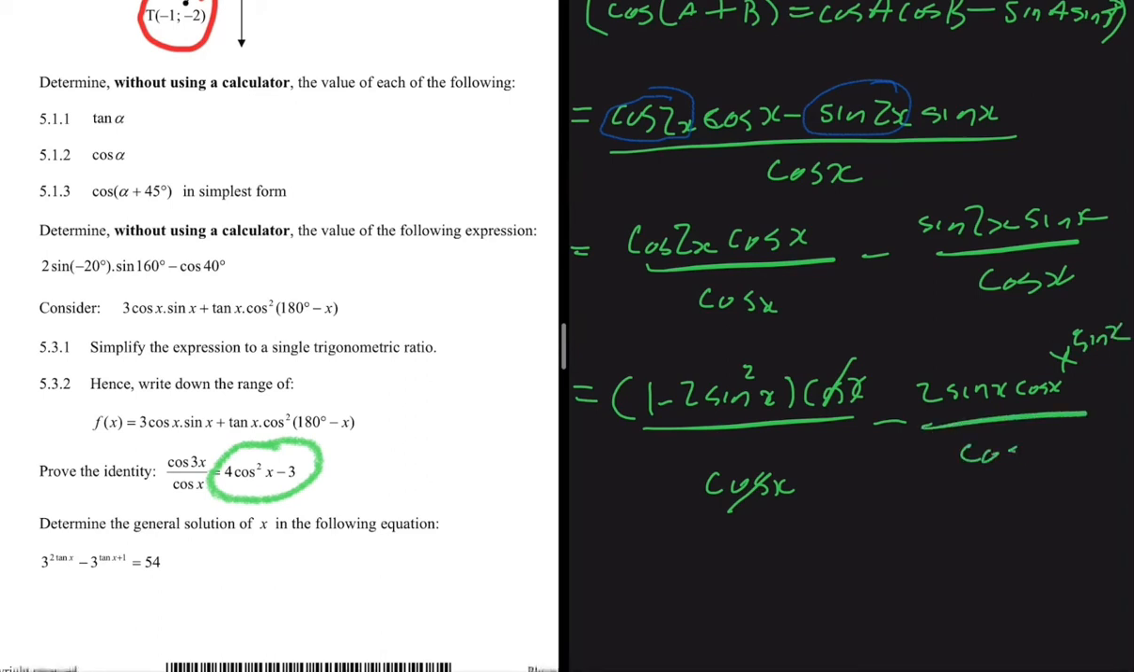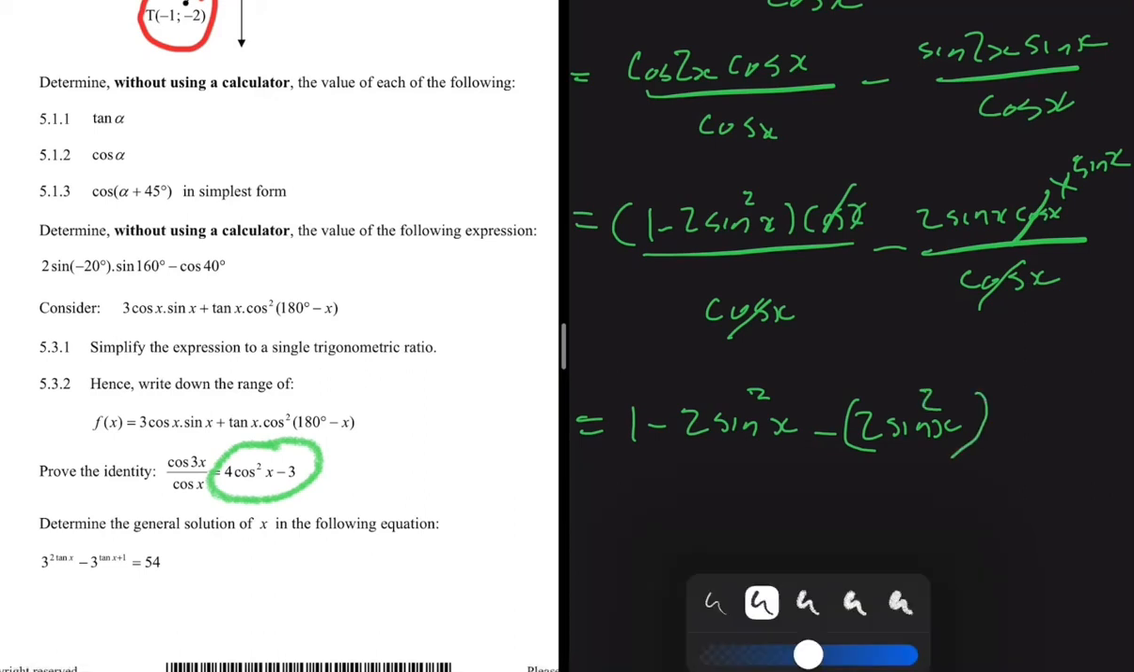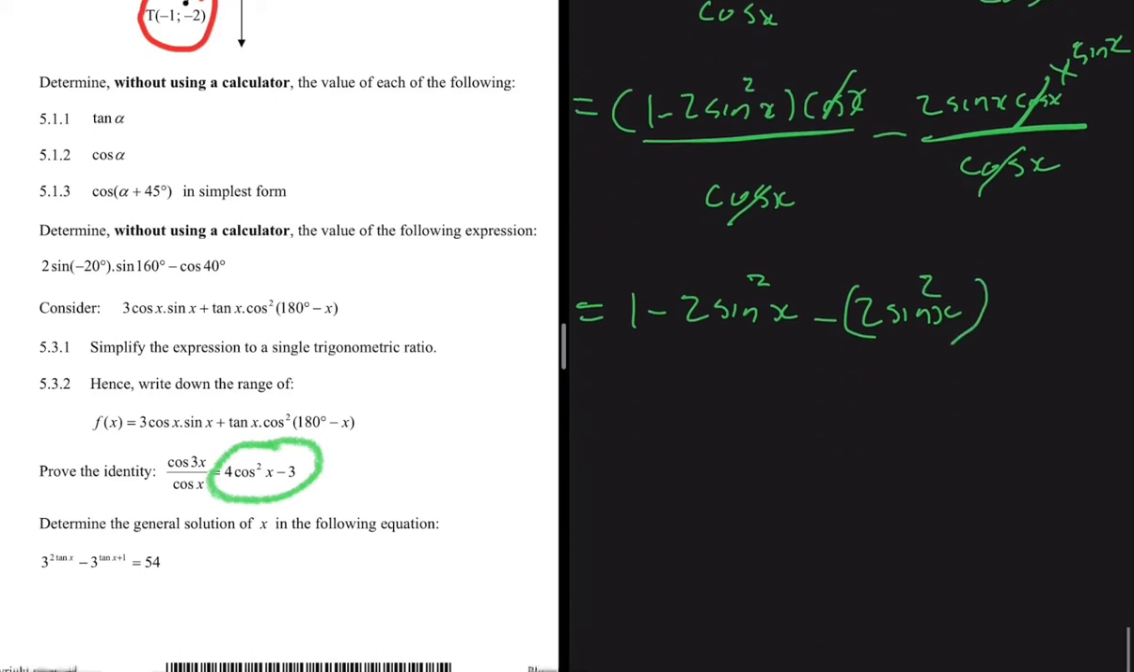Everything divided by cos of x. So cos of x cancels with cos of x, and we are left with 1 minus 2 sine of x squared minus 2 sine of x multiplied by another sine of x, right? So that will be just sine of x squared. But our answer has cos of x, so let's change sine squared x to cos of x.